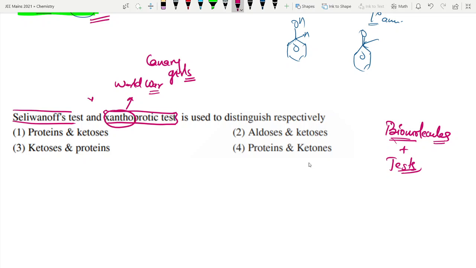Xantho basically means yellow, and this is a test associated with your skin pigment melanin, which is responsible for the color of your skin. This got transformed in those girls, and they turned yellow. Melanin is made from tyrosine, and tyrosine is an amino acid. So we see the link here, the xanthoproteic test. And the Seliwanoff test is very interesting.